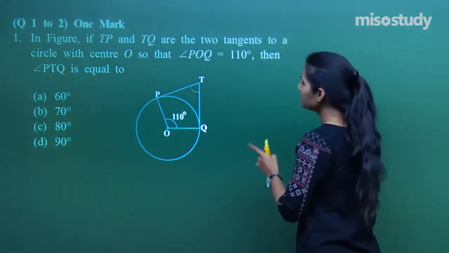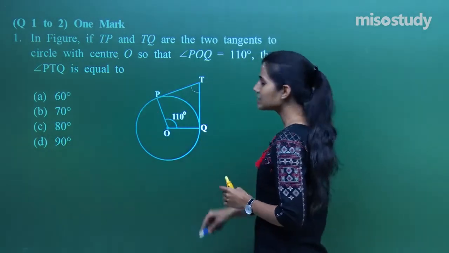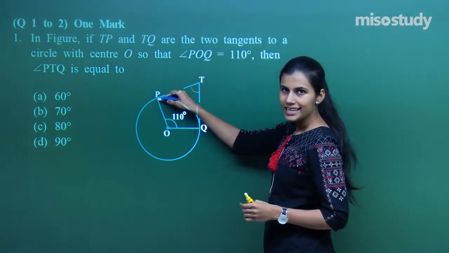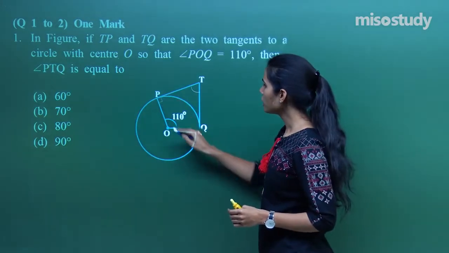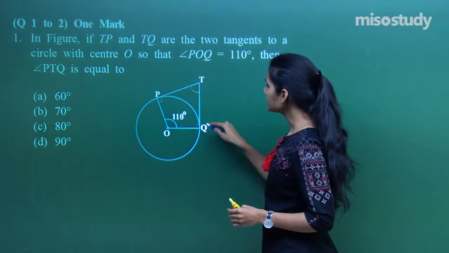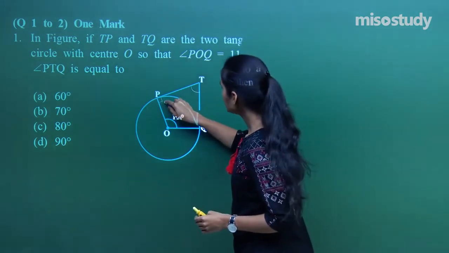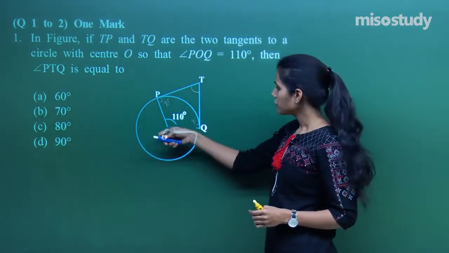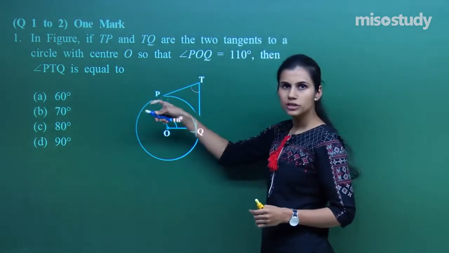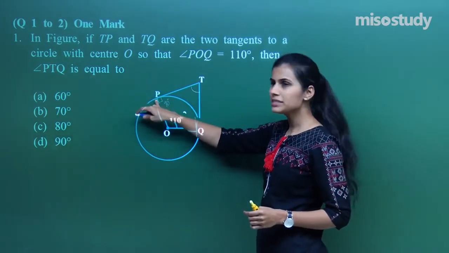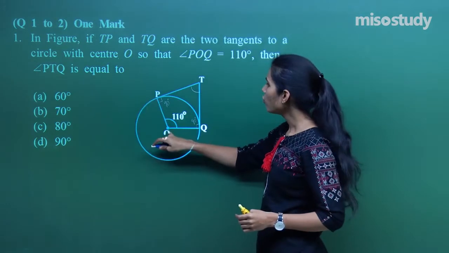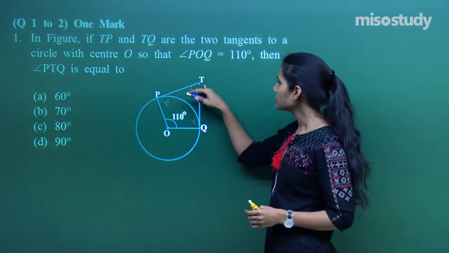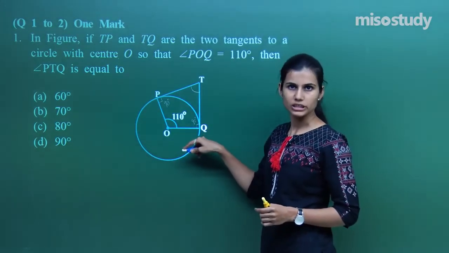Now in this figure, the moment they are saying that PT is a tangent, TQ is a tangent, you all know that the radius of the circle is perpendicular to the tangent through the point of contact, and therefore both these angles are 90 degrees each. This is 90 degrees, this is 90 degrees, and the reason is what? That the radius of the circle is perpendicular to the tangent through the point of contact. The point of contact, the point of tangency, is point P, and so OP will be perpendicular to PT. Similarly, OQ will be perpendicular to TQ because the point of tangency of this tangent TQ is point Q.